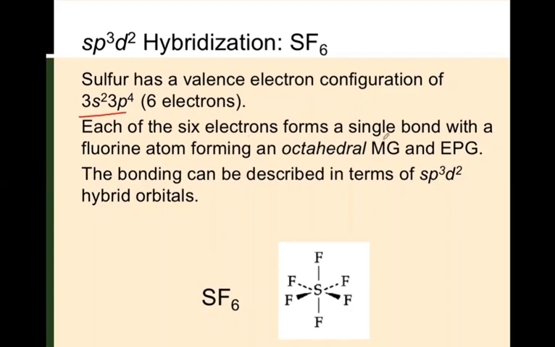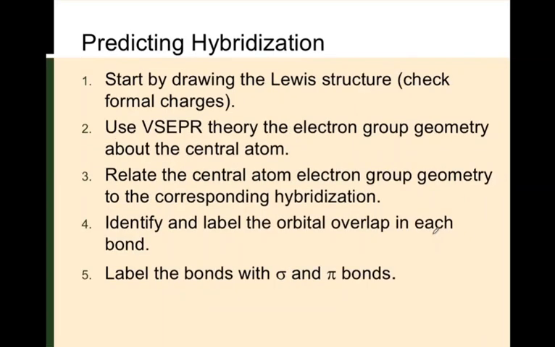So each of the 6 electrons forms a single bond with a fluorine atom, forming an octahedral molecular geometry and electron pair geometry, or electron domain geometry. So the bonding can be described in terms of sp3d2 hybrid orbitals, because this gives us 6 hybrid orbitals. That would give us 6 half-filled hybrid orbitals, which will allow us to form our 6 bonding pairs.